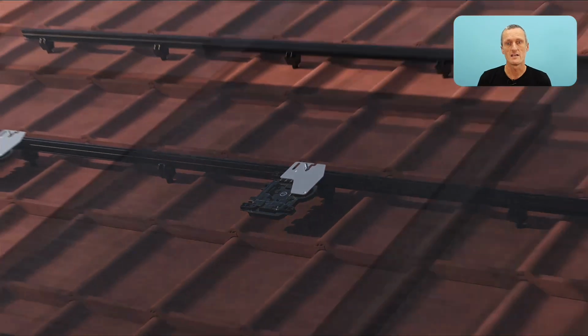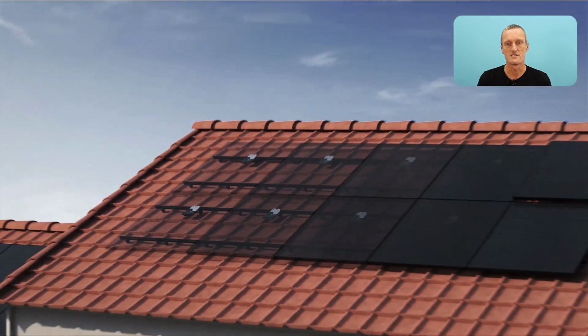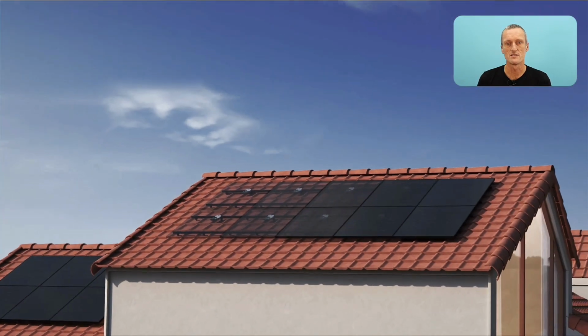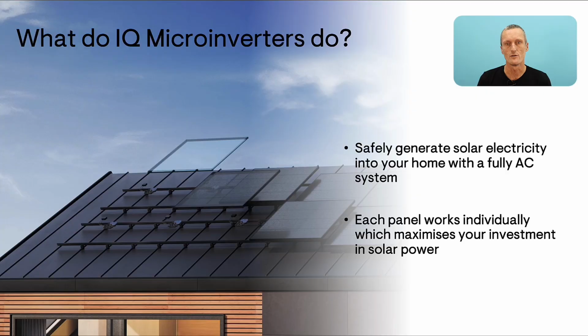Microinverters are located under each solar panel. These convert the DC electricity that solar panels produce into the AC power that your home uses. What do microinverters do? Microinverters allow each panel to work and produce solar energy independently. This allows for the maximum solar energy production for your home by optimizing the solar energy production.